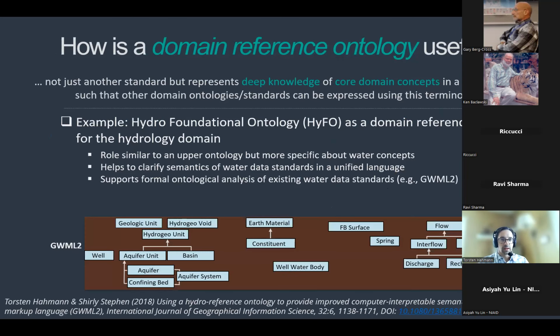So one example that I've been working on for quite some time is called the Hydro Foundational Ontology, HYFO, an example of a domain reference ontology for the hydrology domain. The reason we developed that was because there are so many different ontologies about hydrology, about water, like surface water, groundwater, and they use concepts slightly differently. Even legislation changes the definition of concepts, like what is a navigable river, for example, has been changed by fiat essentially.